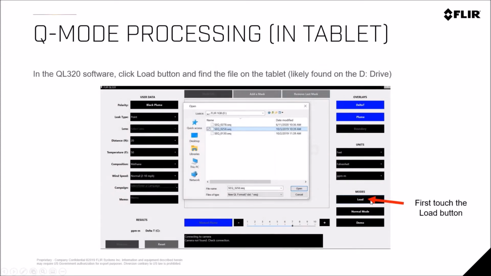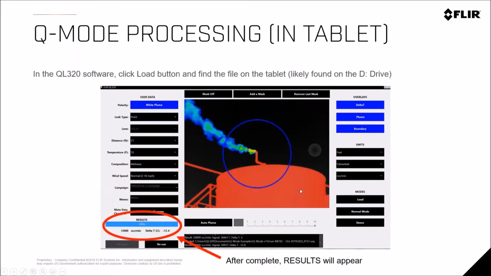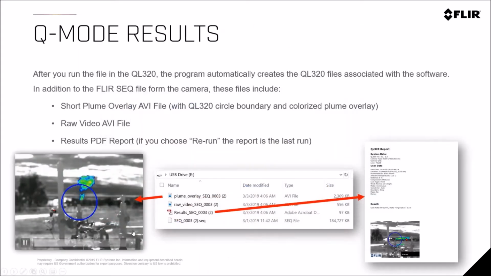In the software, as I mentioned, you would simply use the load button. You would touch the load button. You would find this, whether it's on a disk card or whether you want to download it to your actual QL320 itself. You could find your file, simply tap open on the file, and let it run 100%. After you have 100% of this bar filled up, it will give you the number. In this case, this is that same one we looked at earlier that was 12,000 standard cubic centimeters per minute.